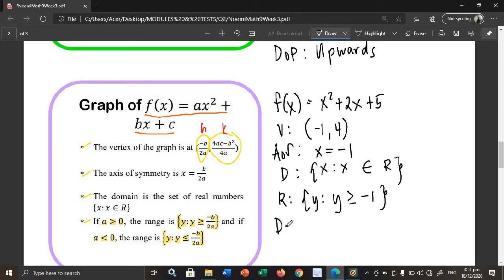And then, the direction of the parabola is based on the sign of your coefficient in the quadratic term again. So, we have positive, therefore, it will open upwards. So, that's it. Those are the characteristics of the graph of different forms of quadratic functions.